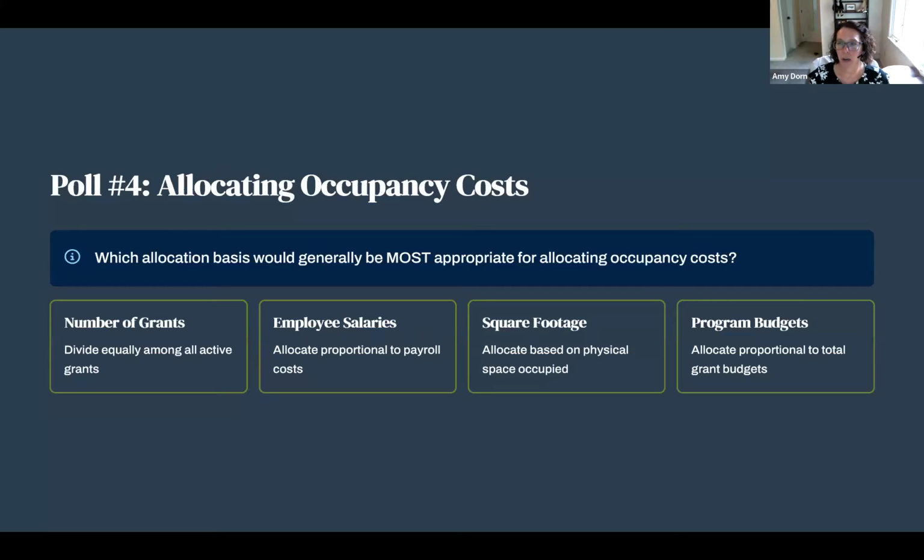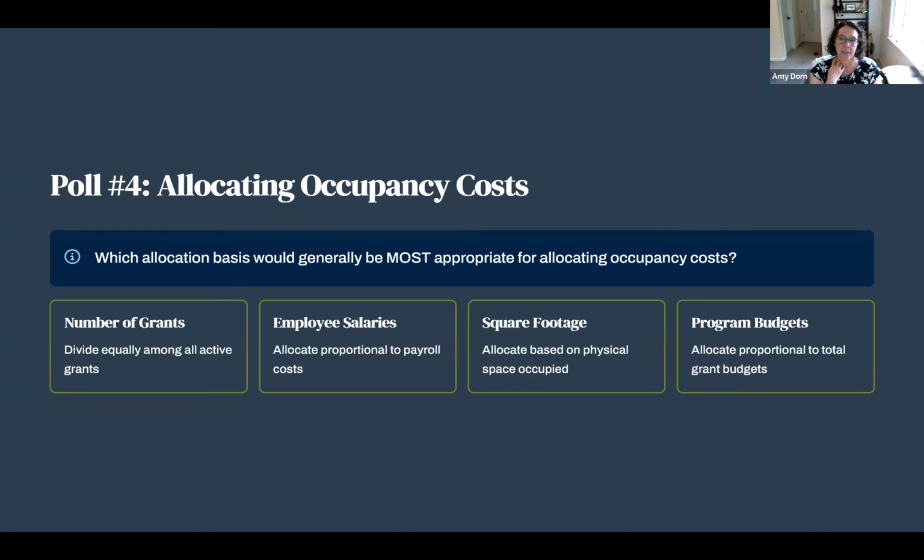Square footage. You can allocate your occupancy costs based on FTEs. That might be more equitable. Agencies need to look at their overall programming structure and make sure that using square footage is not going to drive a disproportionate amount of the costs to one program, or is FTEs a better way to handle it? Or in thinking about Head Start, is number of children served the better way to handle it?